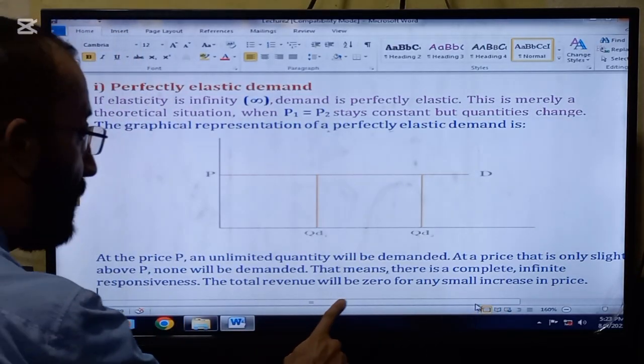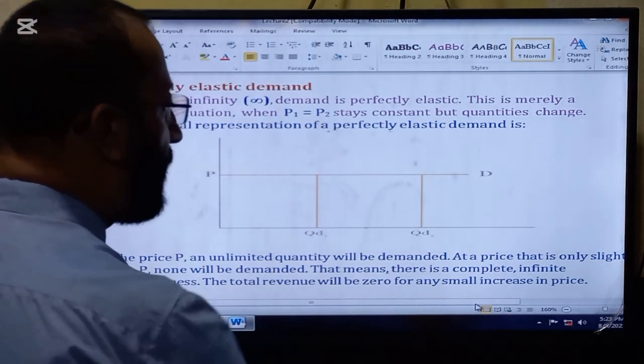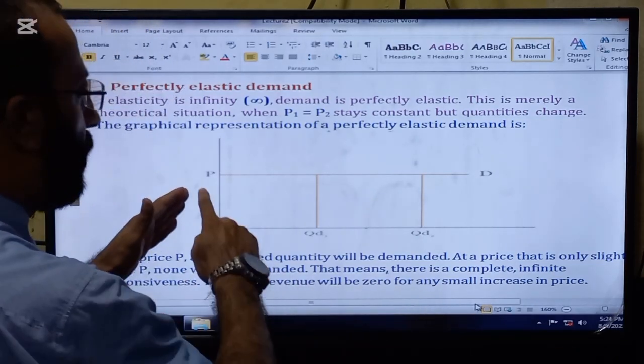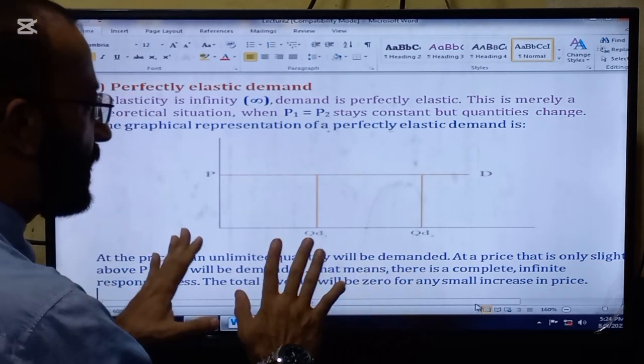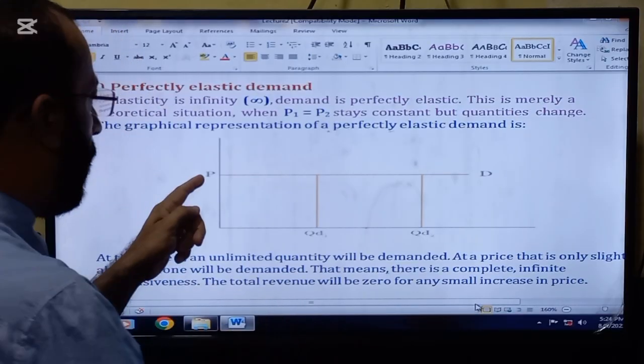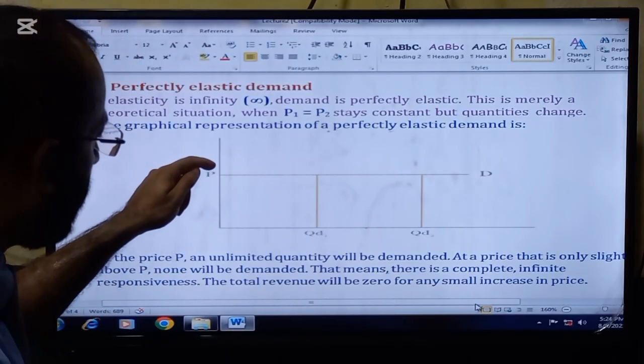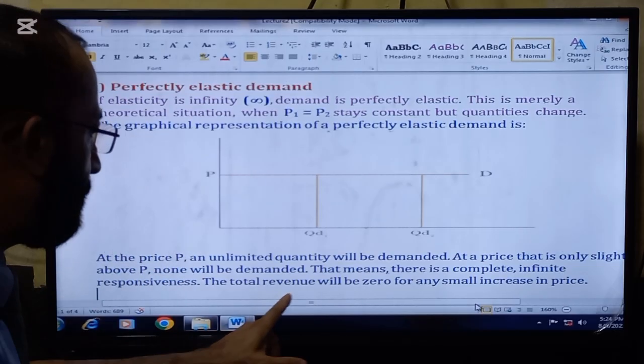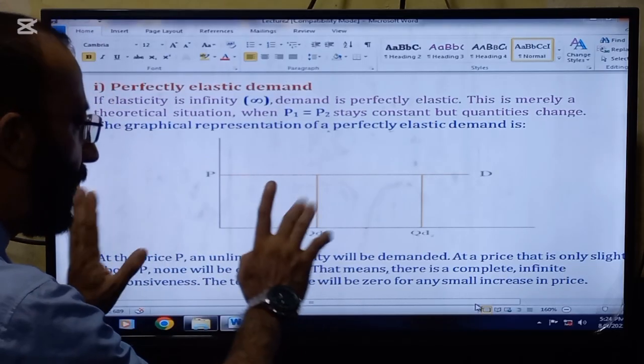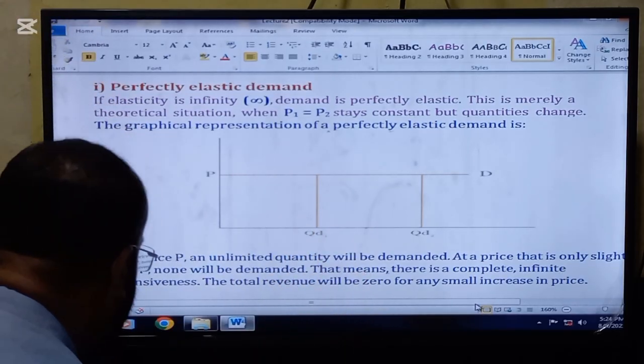The total revenue will be zero for any small increase in the price. Whatever revenue is received is at that particular price. So if the price is slightly increased, the revenue will be zero because nothing will be demanded at that price.